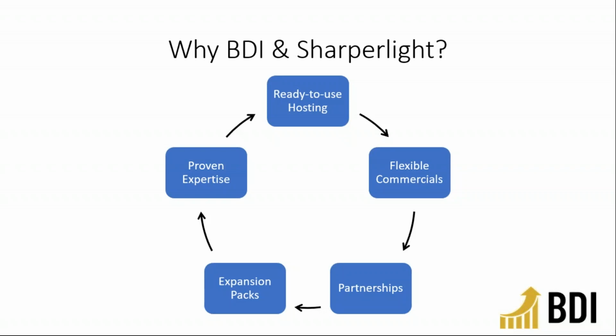We also offer flexible commercials, so that you can procure Sharperlight either on a traditional perpetual license and support model or on a pay-as-you-go SaaS type model, and we've got some very flexible options there. We also have a partnership ethos, so we work with a number of partners and would be very open to working with existing suppliers and other partners that you may already have to ensure that it's all about delivery and success rather than particular commercial arrangements.